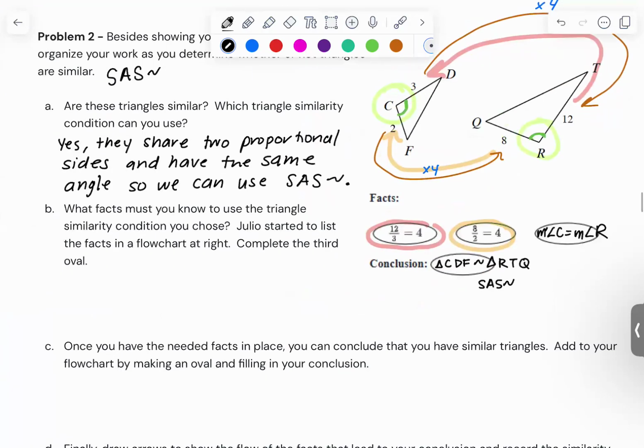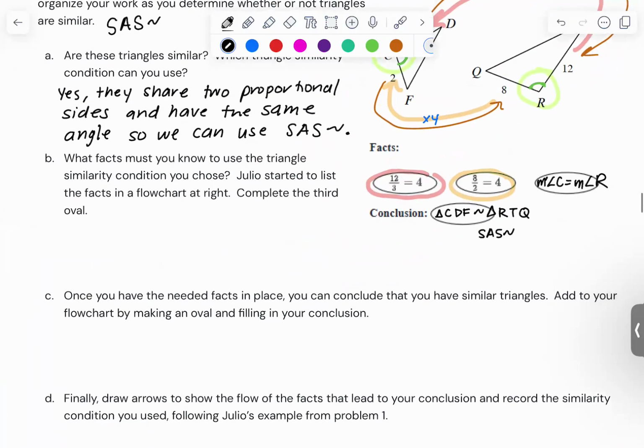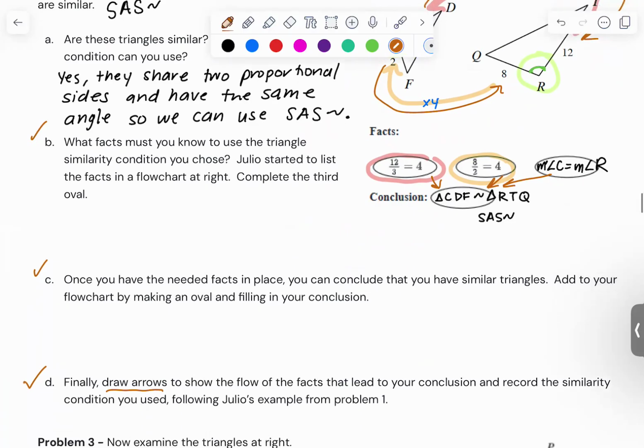So we filled in everything we needed to do for B, C, and D as well. Oh, I'm sorry. We just need to draw arrows. You would just draw the arrows like this. Okay, so all three of those facts lead to that conclusion. And again, you have to have all three. If you just have one, it's not enough to prove side angle side similarity.